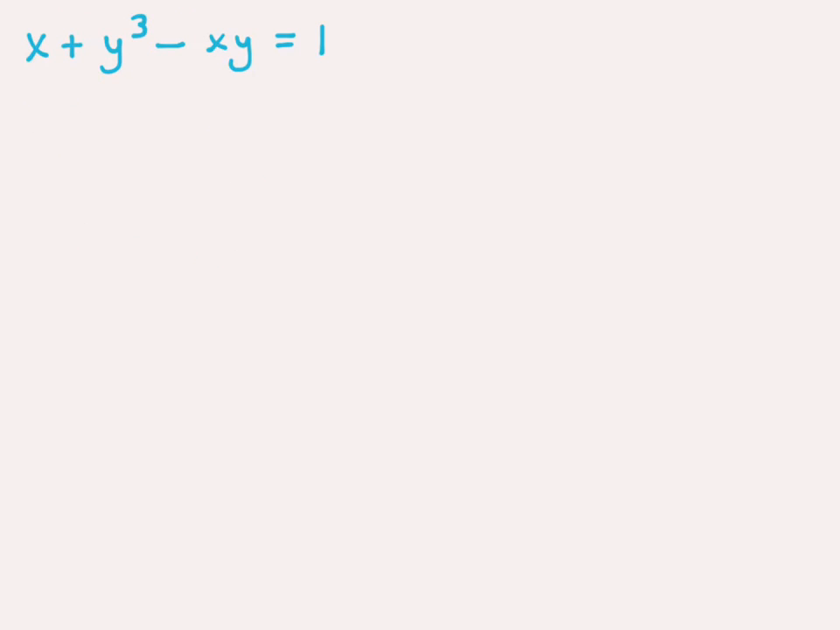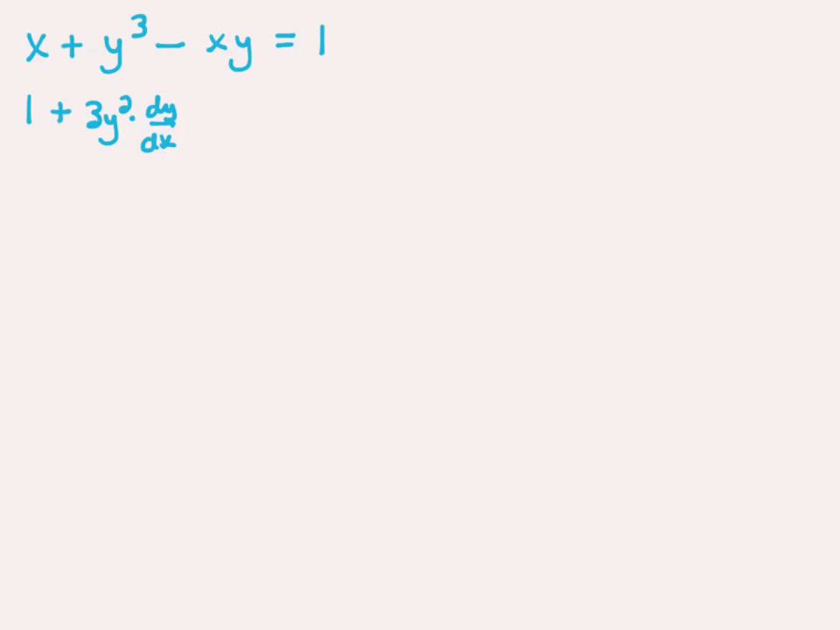We have x plus y cubed minus xy equals 1. So this example is going to be a little bit more complex. We've got a few more terms to work with here. We're going to start with x. The derivative of x is 1. The derivative of y cubed, again, we're going to treat that y like a something in a chain rule. So I've got 3y squared times dy/dx.